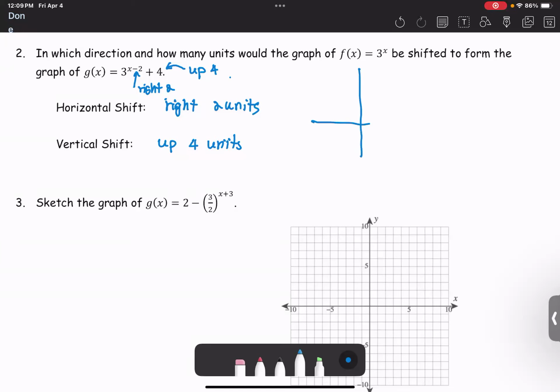So we have the basic graph, 3 to the power x. The graph is shifted to the right 2 units, and then go up 4, 1, 2, 3, 4. So that means the graph gonna be something like that. So the y-intercept 0, 1 now becomes the point that shifted to the right and go up to be at the point 2, and then go up 4. This is 5. So go over here 2 and go up 4.